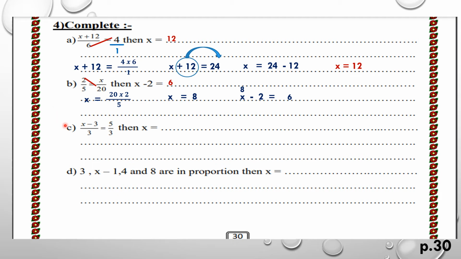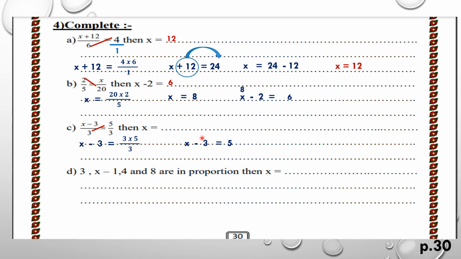Letter C. X minus 3 over 3 equals 5 over 3. I need to find the value of x. So, do we have a completed cross? Yes, we have 3 and 5, but we don't have x alone. We must deal with x minus 3. X minus 3 equals 3 times 5 over 3. If you calculate 3 times 5 over 3 on the calculator, the result will be 5. So, x minus 3 equals 5.